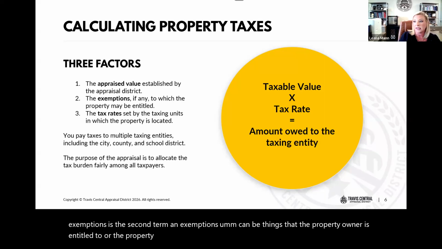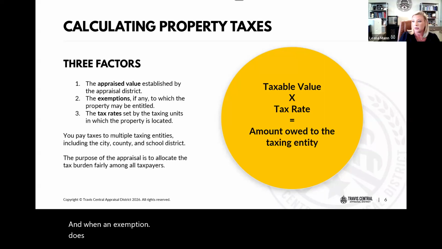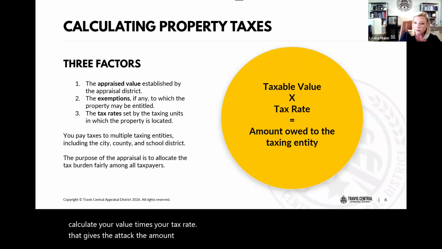For example, there's a general residence homestead exemption, and as long as you own and occupy your property, you can claim that exemption. And what an exemption does is take value directly off your taxable value so that you're paying less value in taxes. So that taxable value would get reduced by the exemptions. And so then when you calculate your value times your tax rate, that gives the amount of tax due.